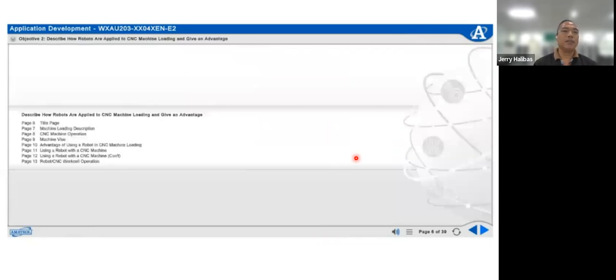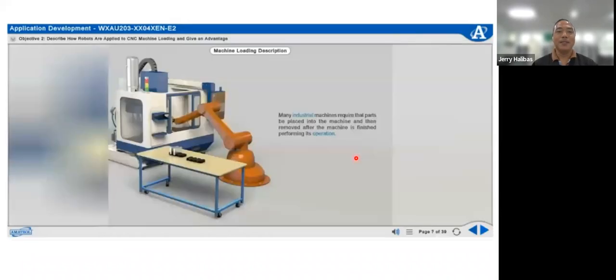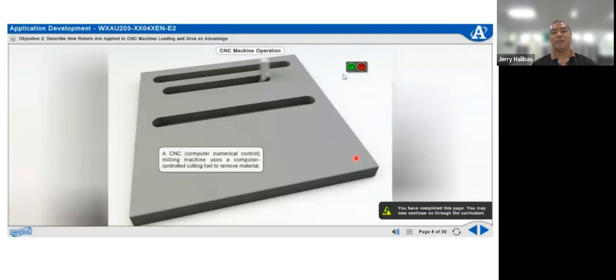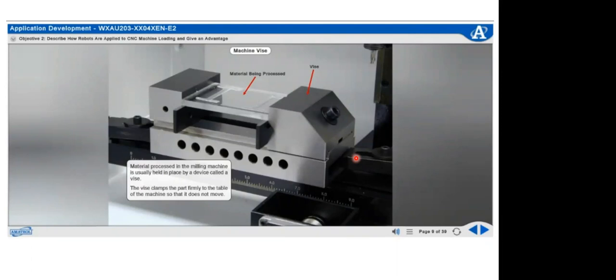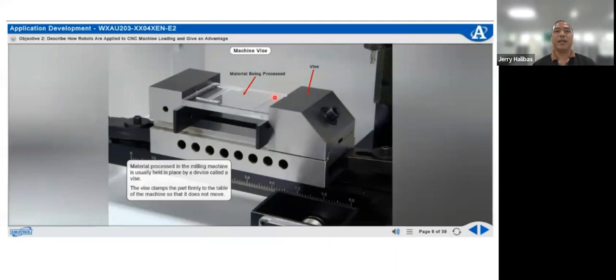Okay, there is a question, so we go now to application development. But did I finish this already? Okay. So, how robots are applied to CNC loading. This is repeating the same example. It was specified here, and at least it was shown, let's say you have the CNC output. In this example, it is more of a milling. That is what is shown, with the vise. Okay, let's proceed.